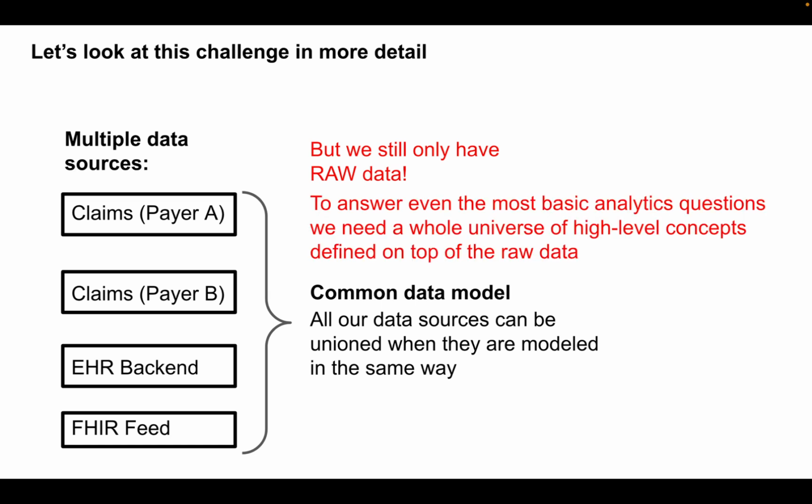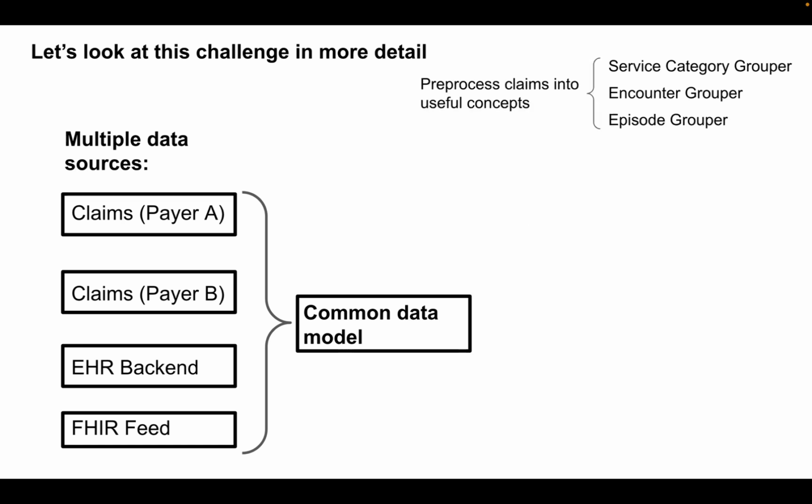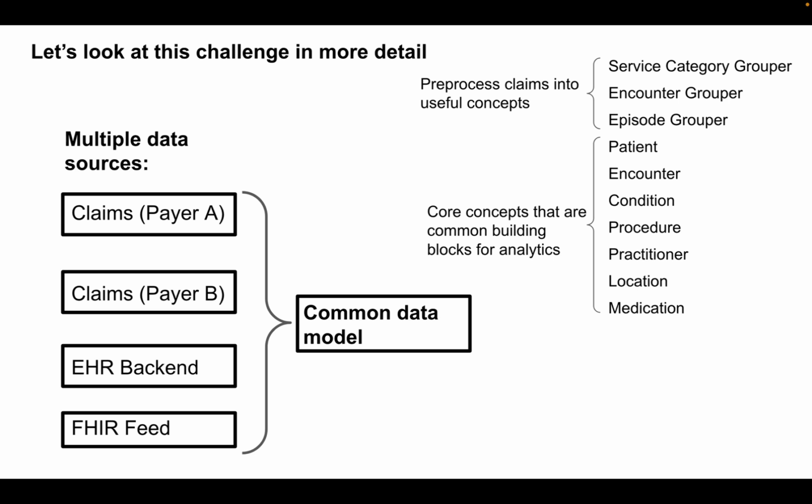And as we talked about a minute ago, to answer even the most basic analytics questions, we need a whole universe of high-level concepts defined on top of the raw data. So to be productive doing analytics, at the very least, on top of your data model, you're going to want to have a claims service category grouper, an encounter grouper, an episode grouper. These are ideas that help you pre-process your claims into useful concepts. You also need basic atomic concepts like the concept of a patient or the concept of an encounter or the concept of a condition or a procedure, a practitioner, etc. These are core concepts that are common building blocks for doing analytics and that are often not present in a raw claims data set.